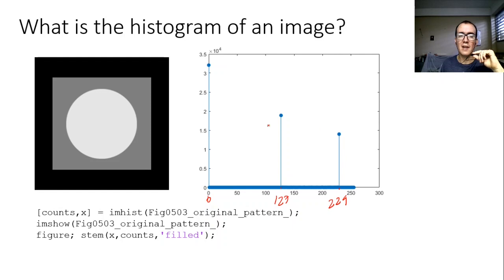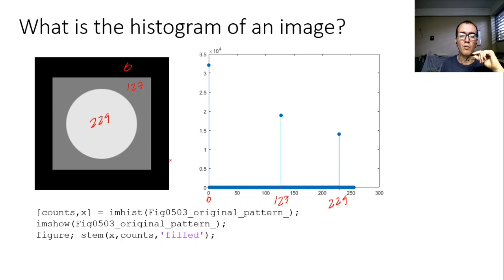The 0 level corresponds to the black color, which is the background color that we can see on the image. The 127 level corresponds to this gray level, a kind of mid gray. And finally, this other intensity level corresponds to the white circle we are seeing in the middle of this picture. So we have just three levels, and that is why the histogram has just three deltas, one at each of these values.